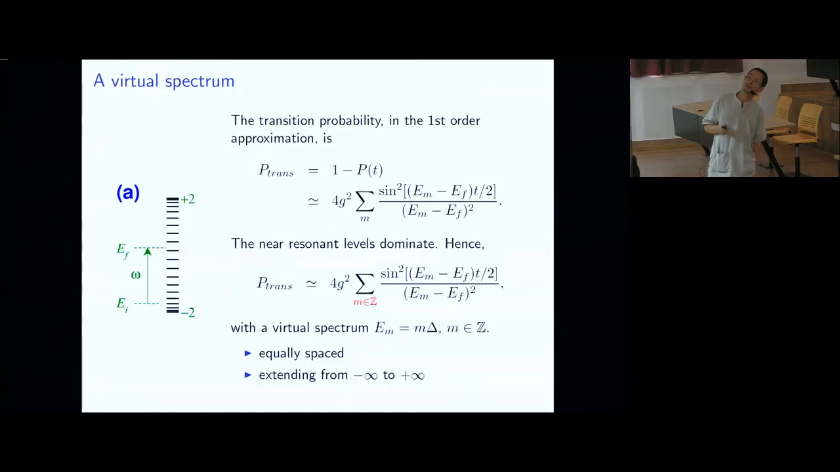Basically, we sum over all these energy levels. We recognize the so-called sinc function squared. The point is that this is verified by numerics. Only those near resonance states are significantly populated in the whole process.